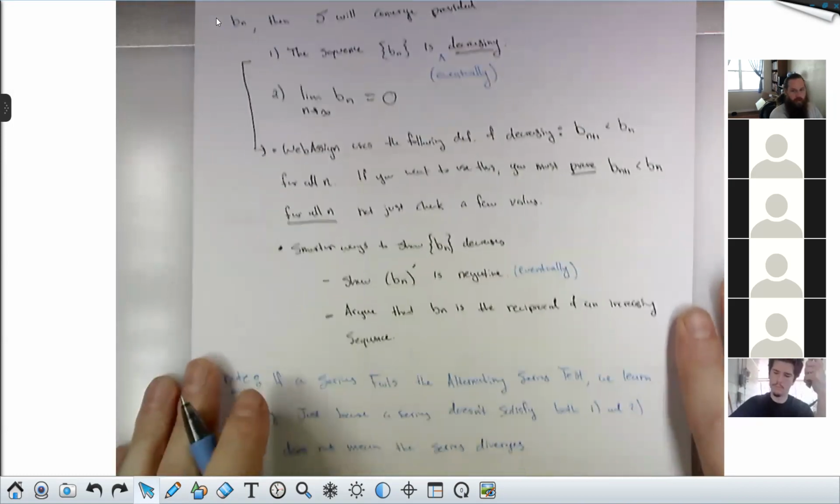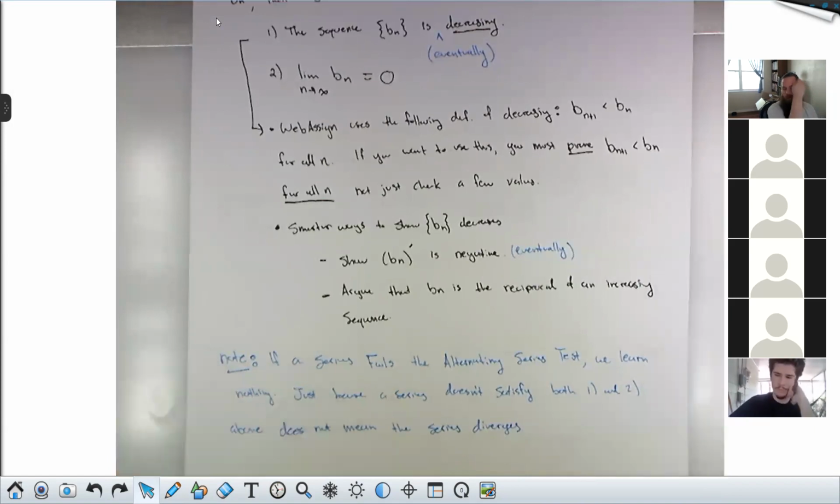So it's kind of like the test for divergence in this sense, right? The negative result here is inconclusive. AST can never tell you that a series diverges. It either tells you that a series converges or it tells you nothing.